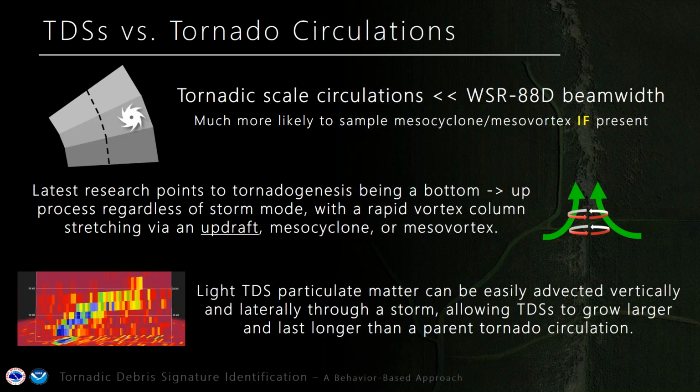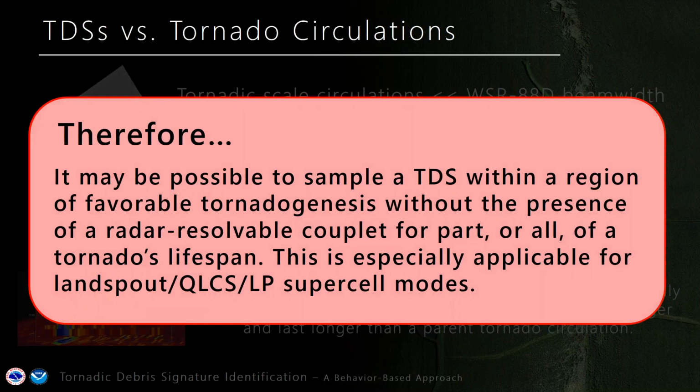So weighing all of that together, this is a big point here: it may be possible to see TDSs within a region of favorable tornadogenesis without the need of a couplet being there. And this is especially applicable to landspout, QLCS, and even LP supercell modes.